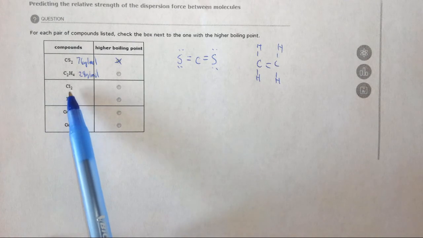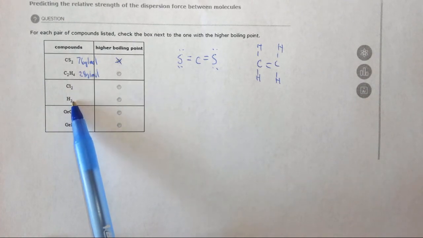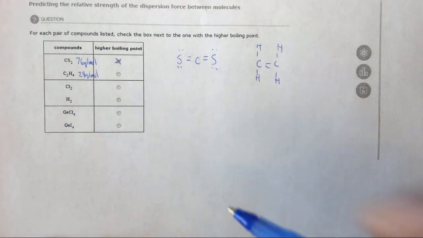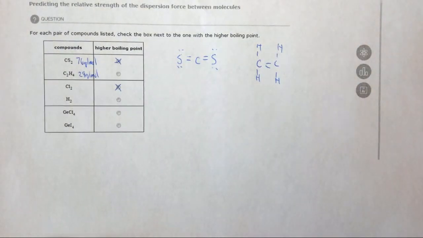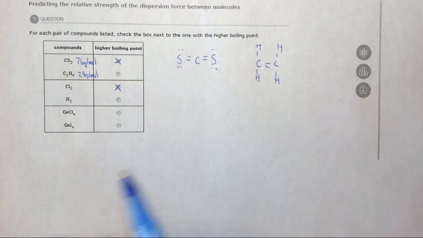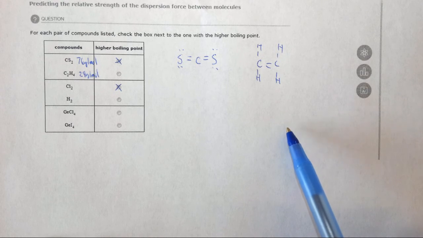In this case, you probably don't even need to bother with the molar masses. Hydrogen is a very small molecule, Cl2 a much larger molecule, so therefore Cl2 is going to have much stronger dispersion forces and therefore a higher boiling point. Note that diatomic molecules only have dispersion forces. You don't even need to bother with the Lewis structure.